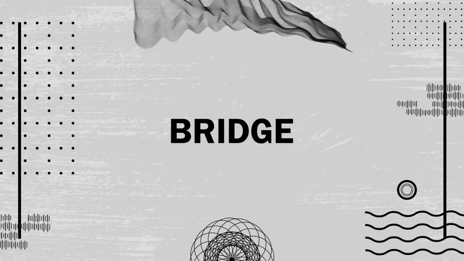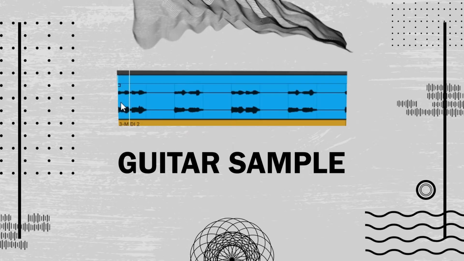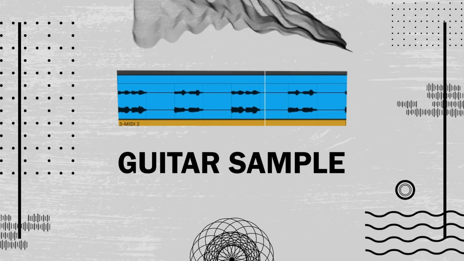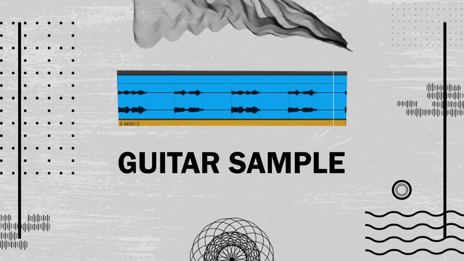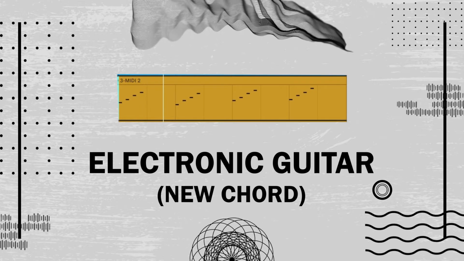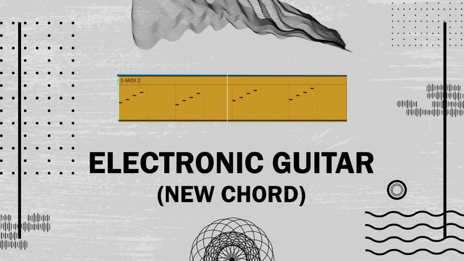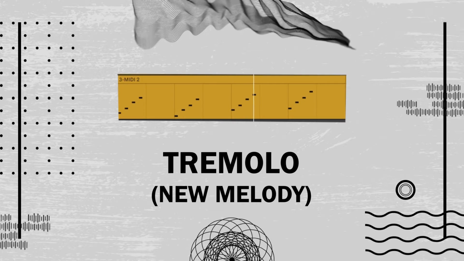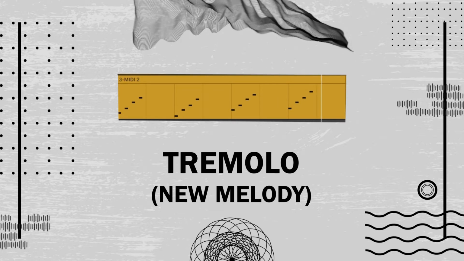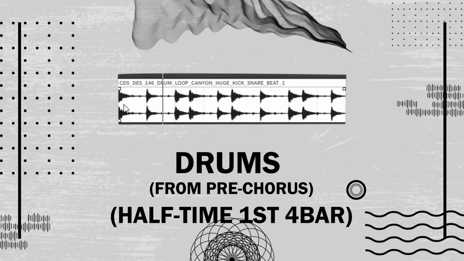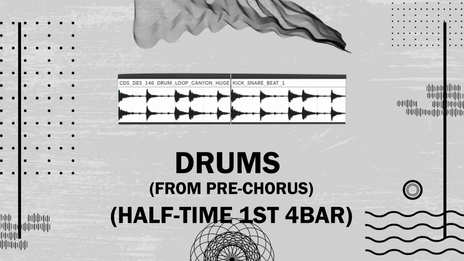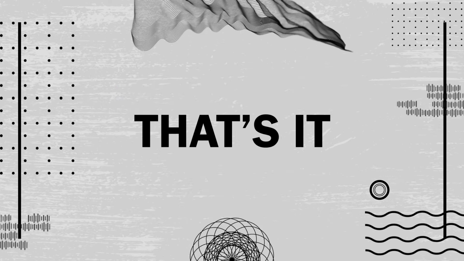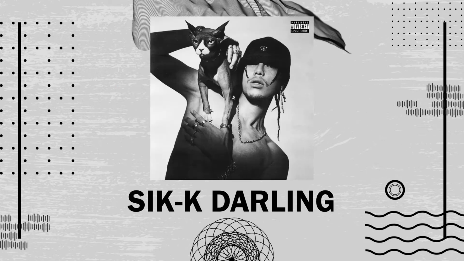Bridge. Now for the bridge, I once again tweak the sample. Add new melody. And halftime the drum for the first 4 bars. That's it. This is how I made a beat inspired by Sik-K's Darling.